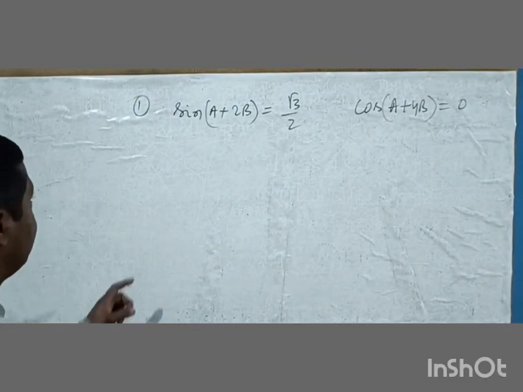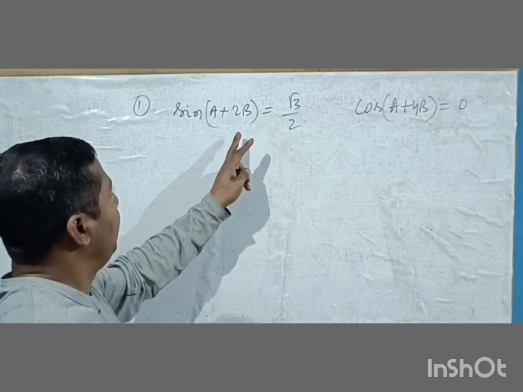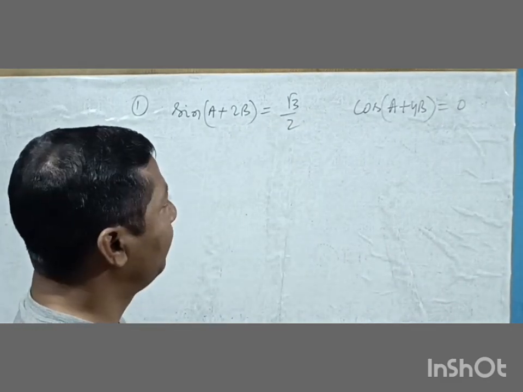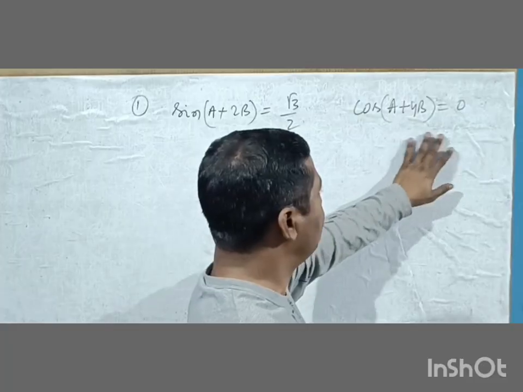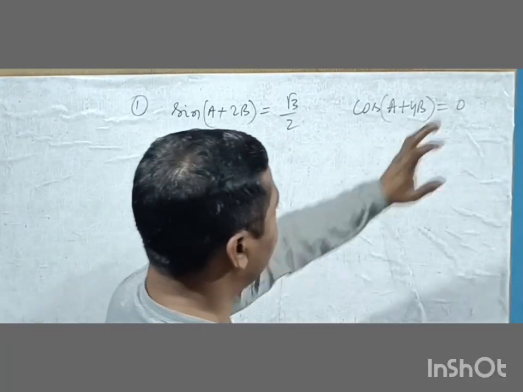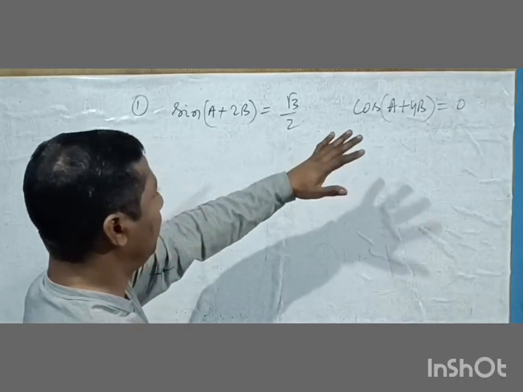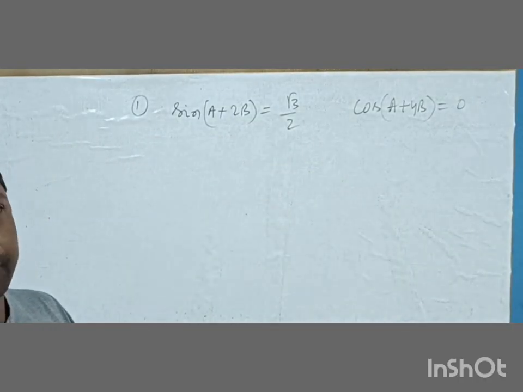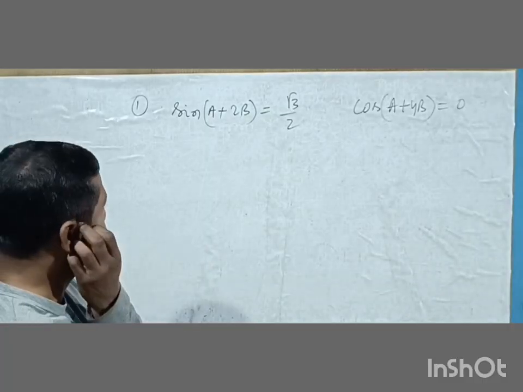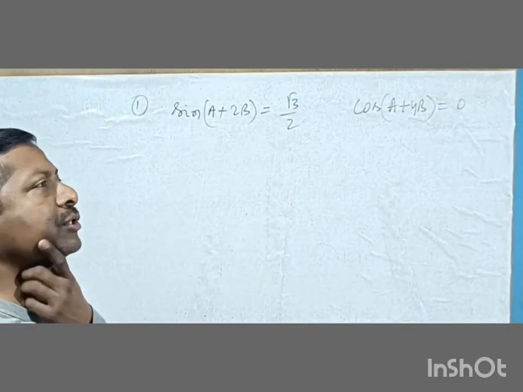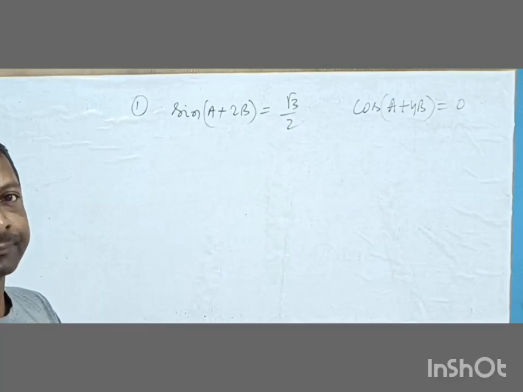The question is like this: sin(a + 2b) is given as root 3 by 2, and cos(a + 4b) is given as 0. The value of cos(a + 4b) equals 0. These two are the given data, and we have to find the values of a and b. Okay, so for this type of question, how to solve?